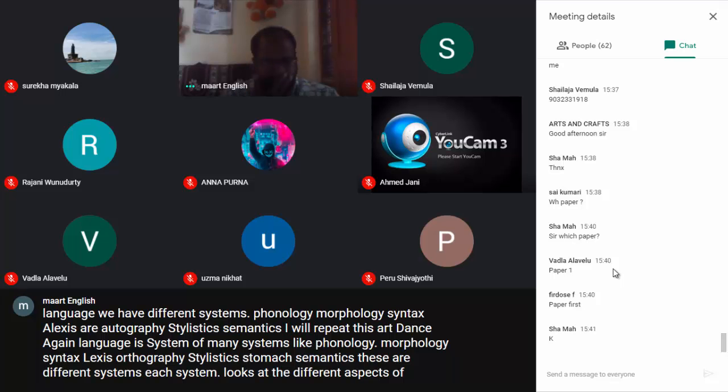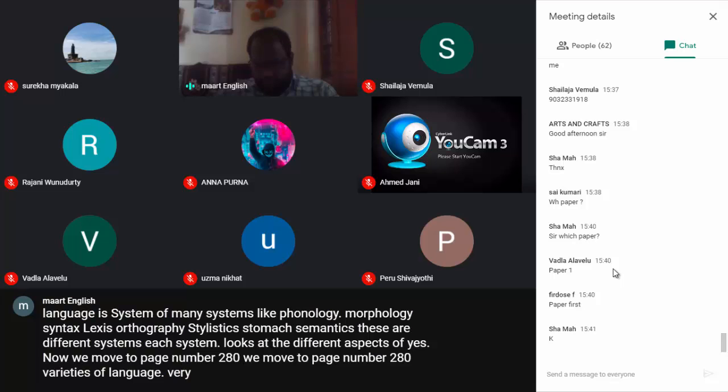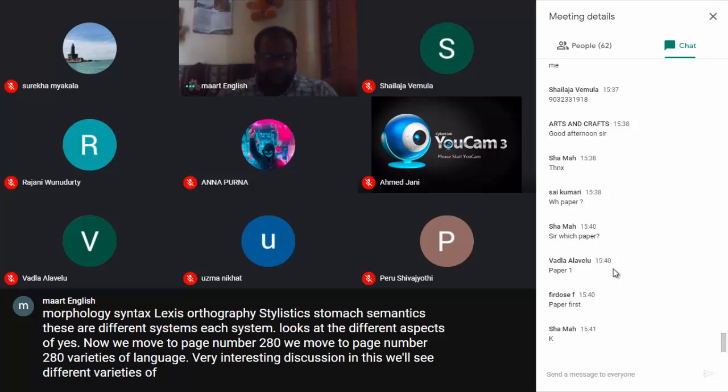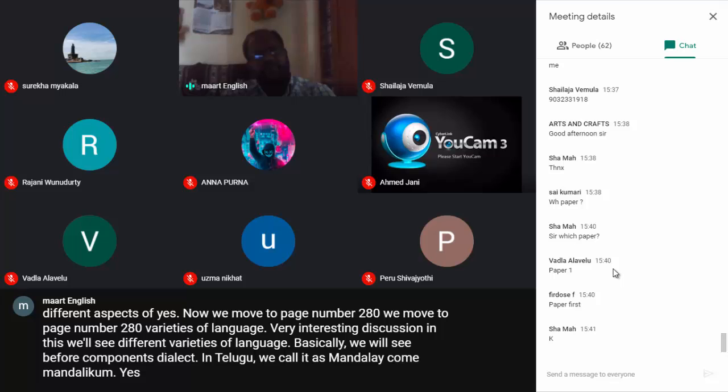Now we move to page number 280, varieties of language. Very interesting discussion in this. We will see different varieties of language. Basically, we will see the four components. Dialect. In Telugu, we call it Mandalikam. Yes, every language has many dialects.